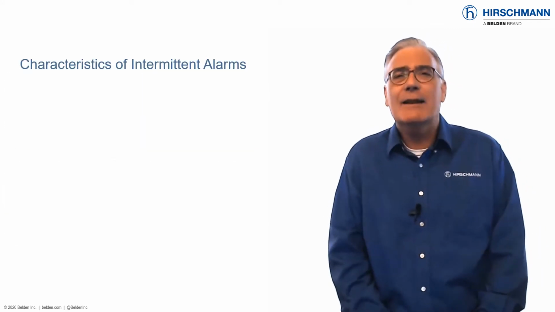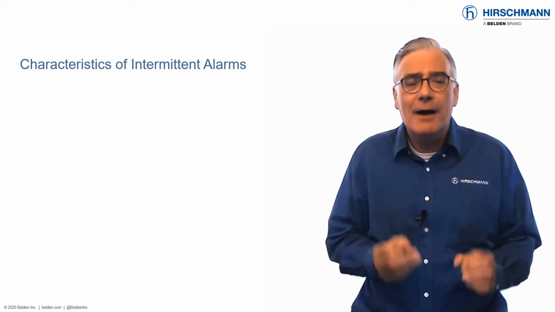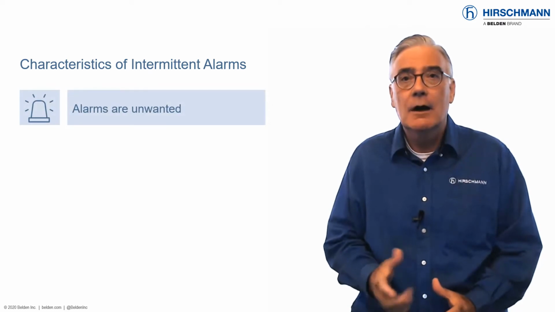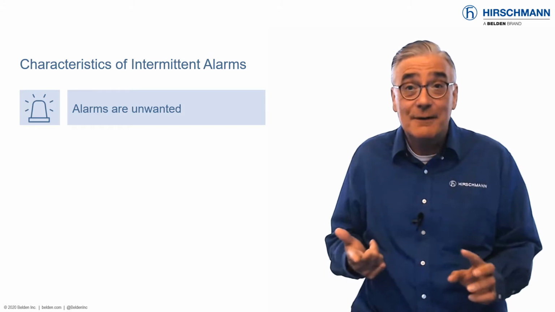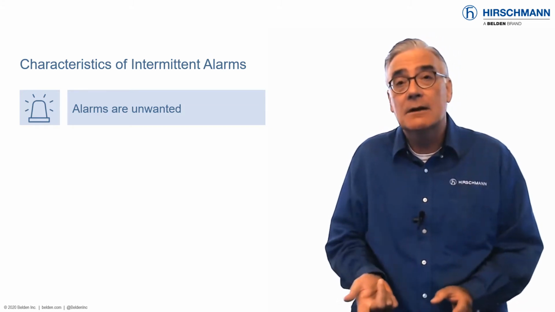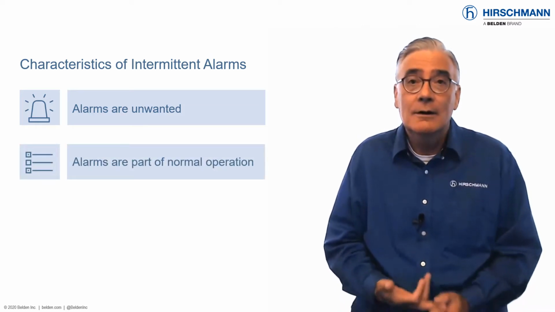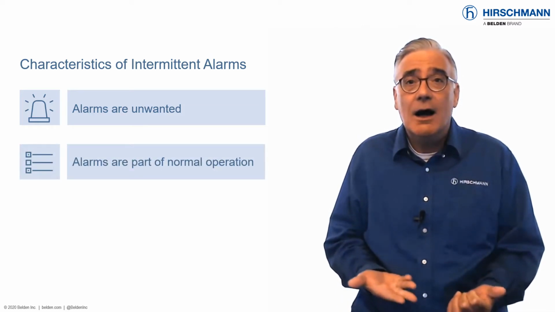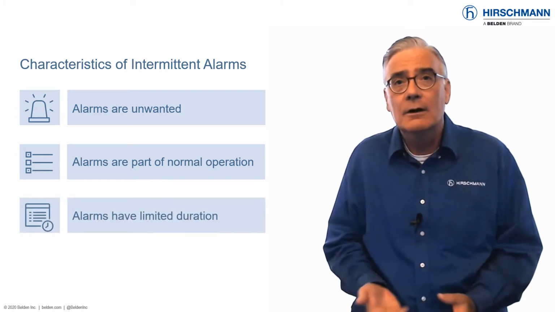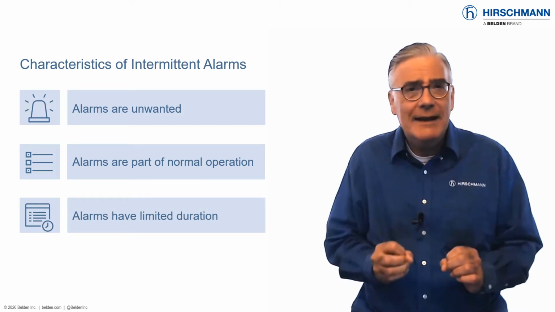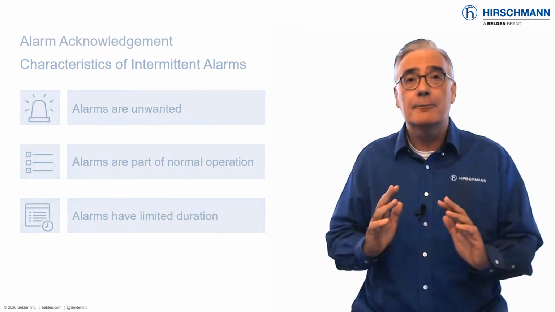In order to deal effectively with these transient alarms, we need to define their characteristics. Firstly, network operators may not want to be notified about these false alarms. After all, nuisance announcements are a distraction. Secondly, the failures are an expected and regular part of normal operation. Thirdly, it's not the failure itself which is interesting, but the duration of the failure.